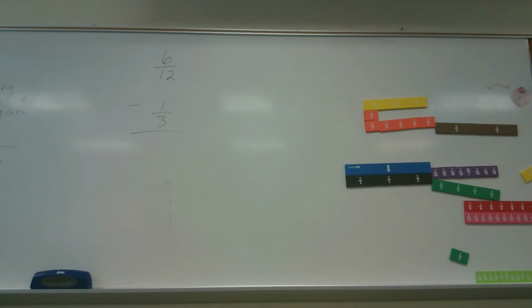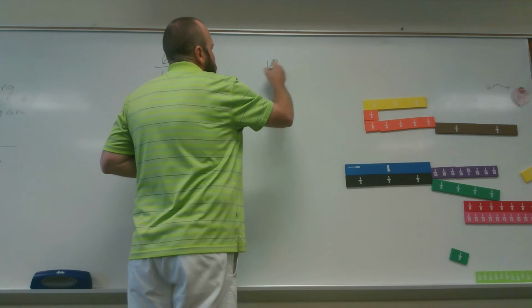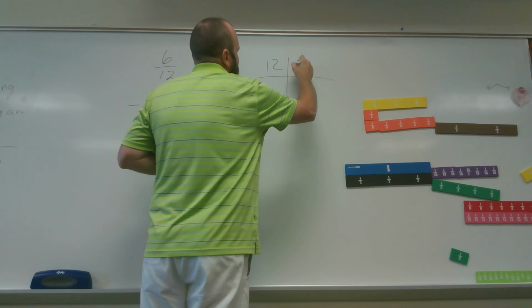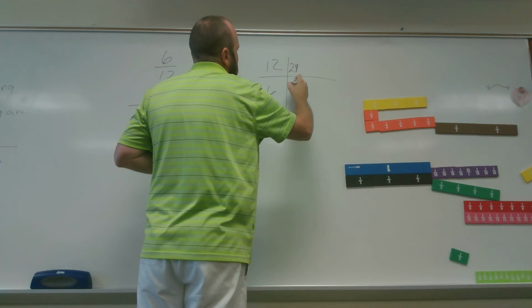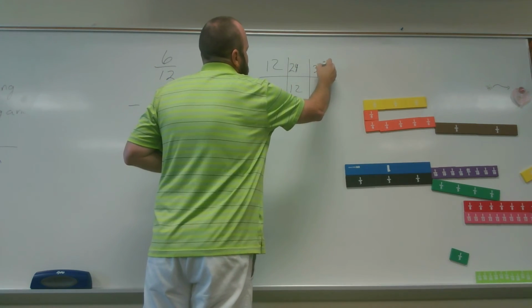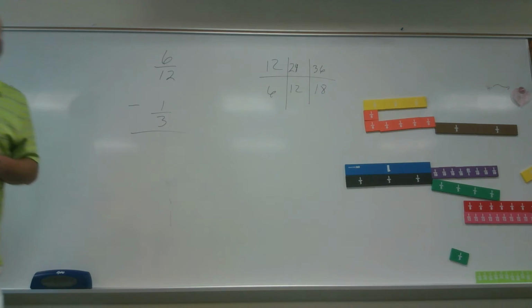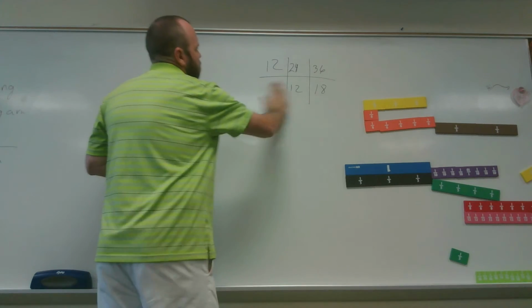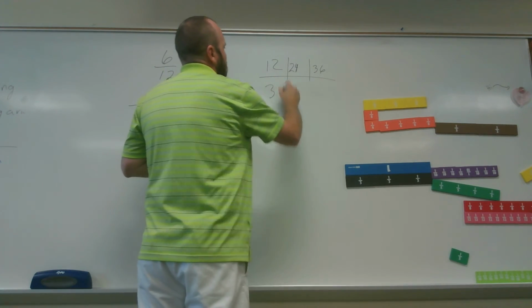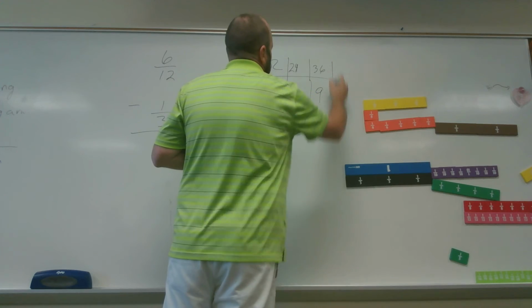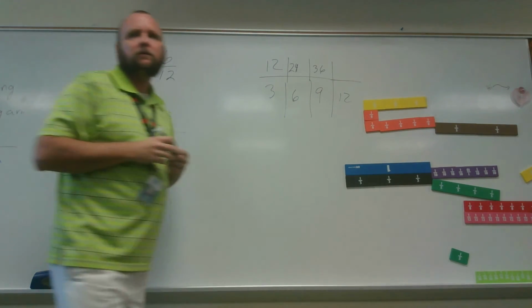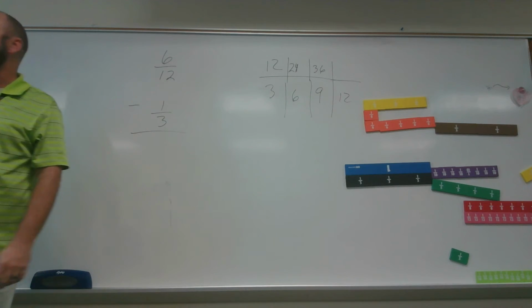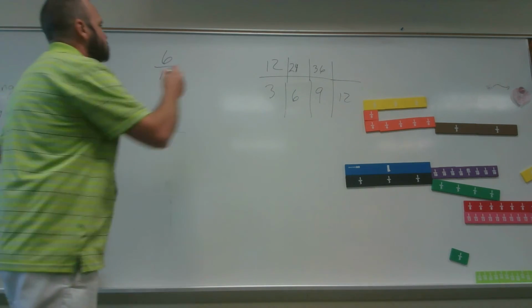Scarlett, what is our least common denominator? 6. No, not 6. Look at my multiples of 12, my multiples of 6. 12, 24, 36, 18. What's the first number they have in common? No, it's 3. Sorry, my bad. 3, 6, 9, 12. Hey, sit down. Quit yelling out. 12 is our least common denominator.